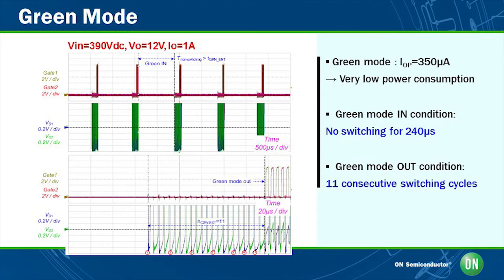The SR controller enters green mode operation when it does not detect switching for a period longer than 240 microseconds. While in green mode, the controller stops all switching operation to reduce the operating current and minimize power consumption. When 11 consecutive switching cycles are detected, the SR drive pulses are enabled again. The operating current in green mode is 350 microamps.